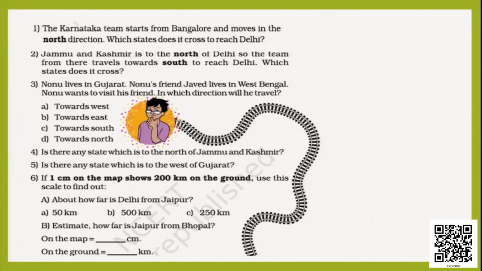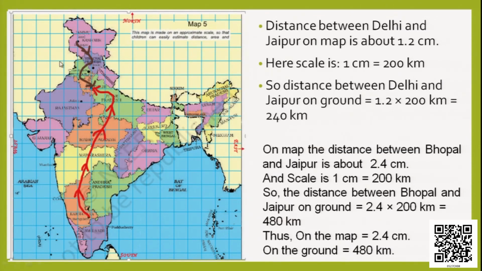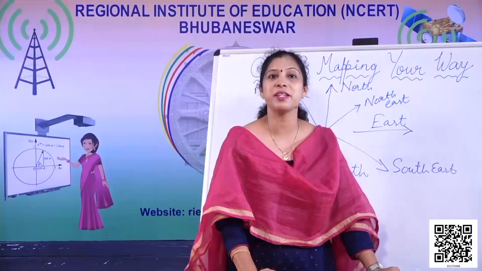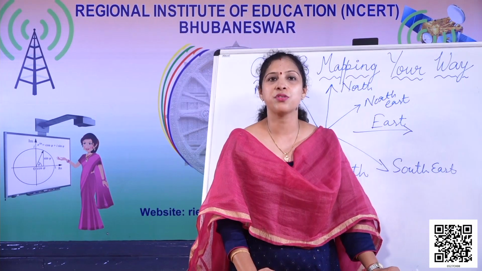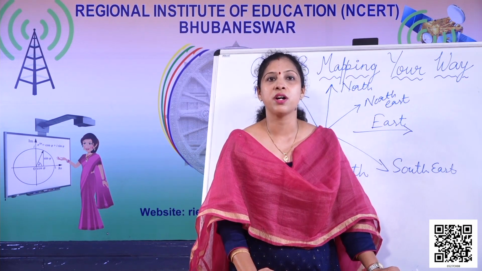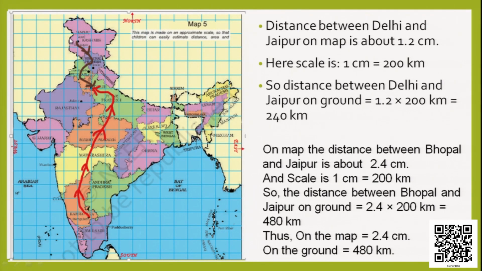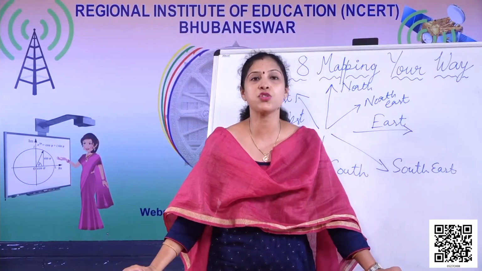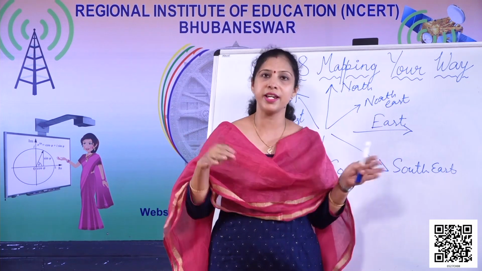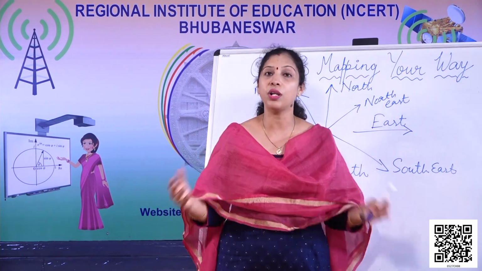Is there any state which is to the north of Jammu Kashmir? Let's see. The Jammu Kashmir is here. Is there any state? No, because Jammu Kashmir is the last state of India. So India's border ends over here. This is India's border. So there is no state which is in the north direction of Jammu Kashmir. There are so many states on the south, but there is not a single state which is to the north. Now see children, it is so simple. Just see the map and north, east, west, south, and you can tell all the answers.